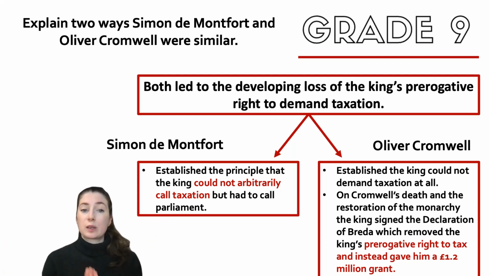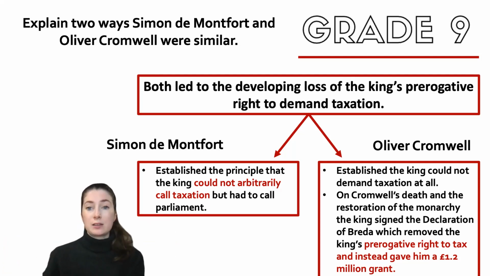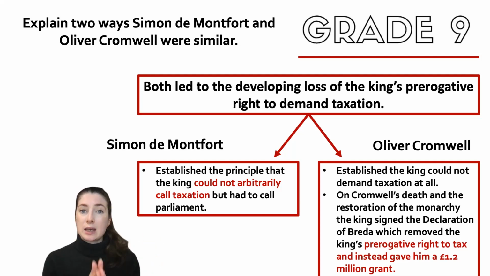After Simon de Montfort, the king has to call Parliament in order to ask for taxation. He's still able to ask for it. He's not after Oliver Cromwell, but he is able to ask for it, but he has to go through Parliament. So both of these men are using their position to limit the king's right to tax and to demand tax. And I think that's a really intelligent point to put across if you had this question.